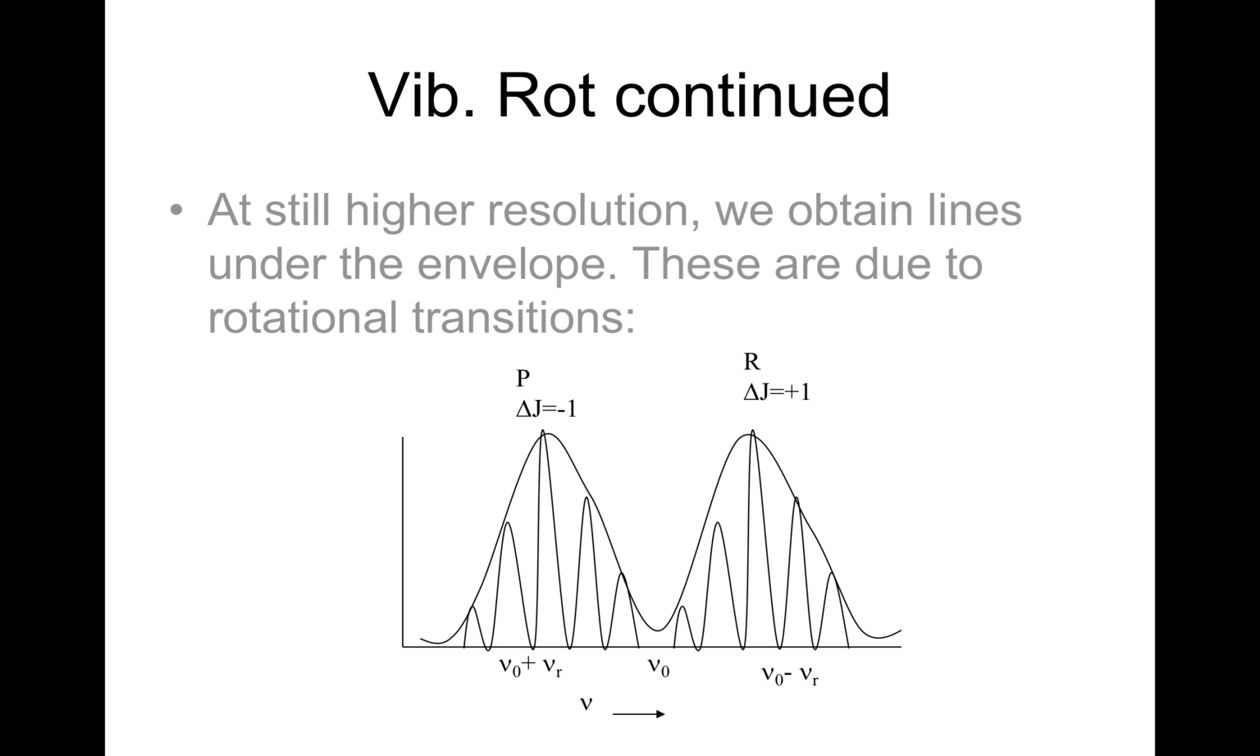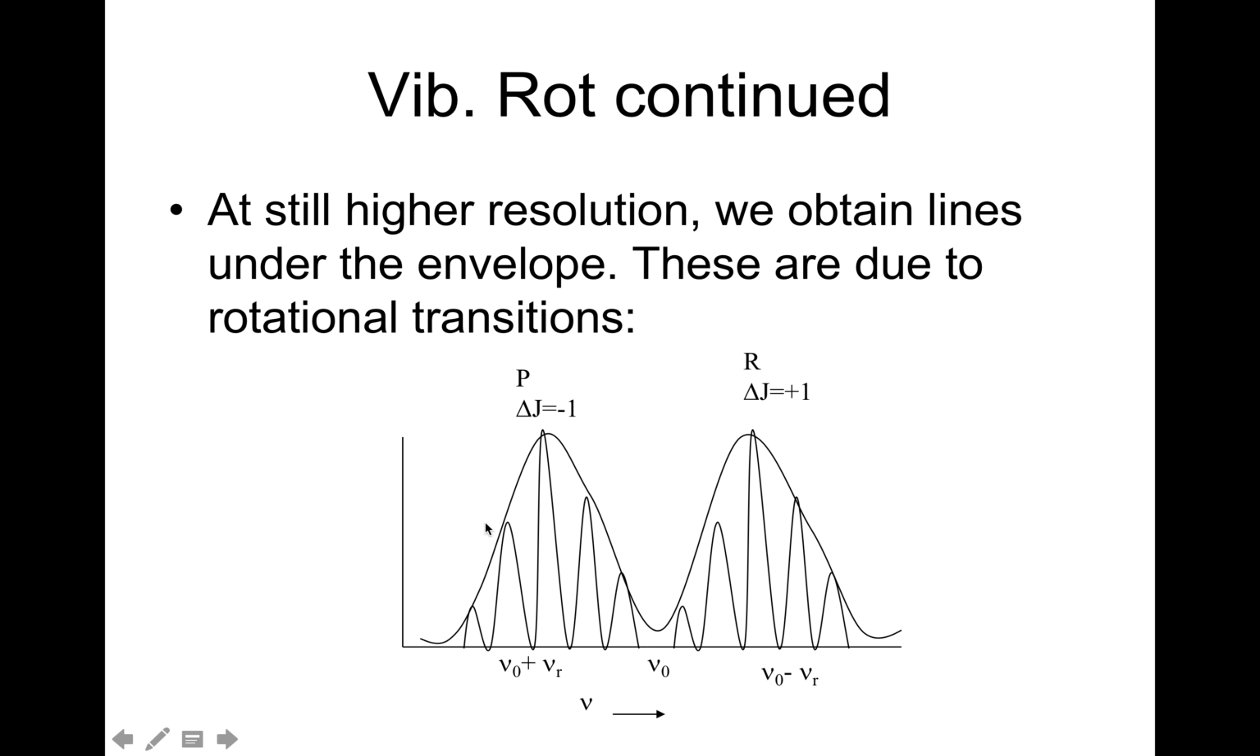Let's push the resolution a bit even further. We obtain lines under the envelope. These are due to the rotational transitions and are shown in the diagram below. As you can see, this was our P branch and that is our R branch. And we said the P branch was due to delta J equal to -1, while delta J equal to +1 is the R branch.